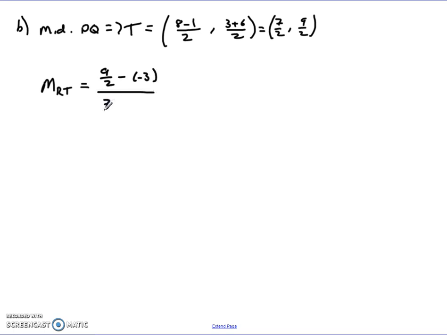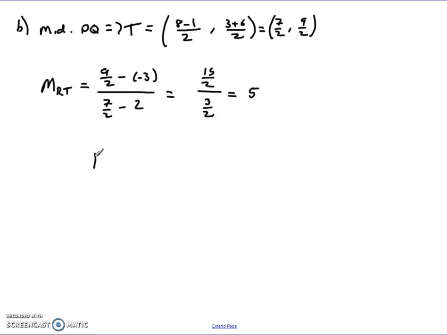over 7 over 2 take away 2. What that ends up giving me, 9 over 2 take away -3 gives me 15 over 2. 7 over 2 take away 2 gives me 3 over 2. So 15 over 2 divided by 3 over 2 ends up giving you 5. So I know the gradient of my line then is given by 5. So our gradient is given by 5.